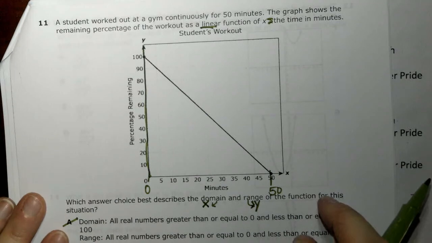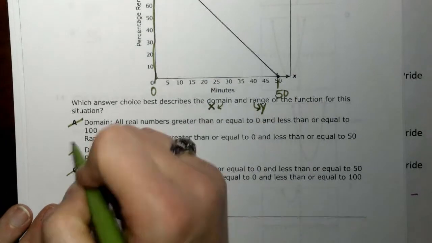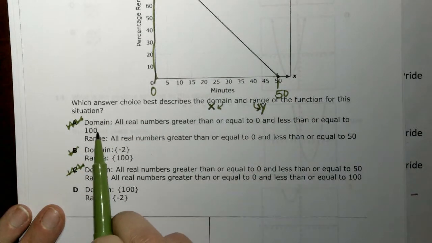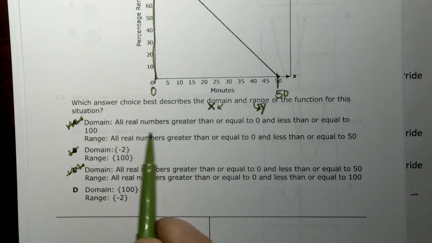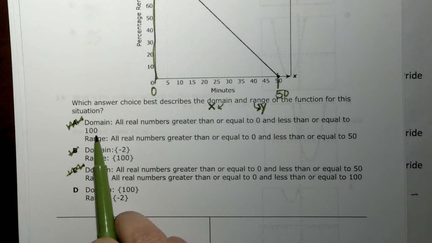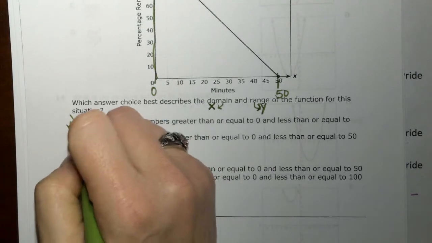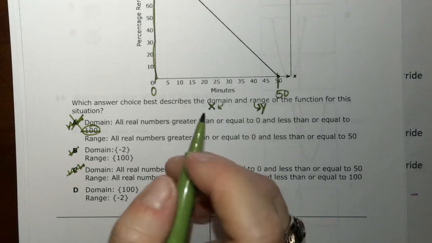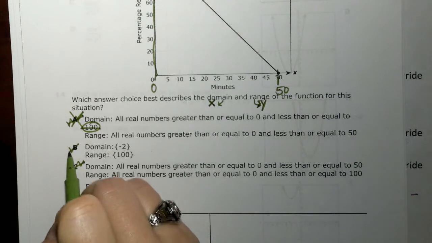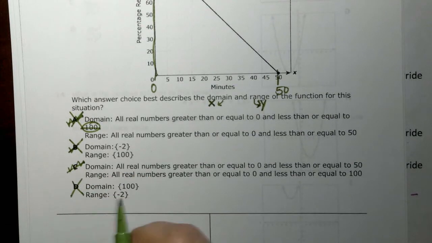So look at your choices. Do not get discouraged by the ones I've marked out. This was my own error a while ago. So let's look at choice A. Domain, all real numbers greater than or equal to 0 and less than or equal to 100. Well, 100 is not true, so A is not the answer. Your domain is not -2. That's not really a domain. Your domain cannot be 100. That's not really a domain.